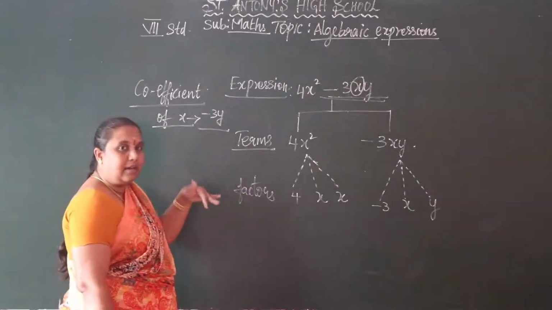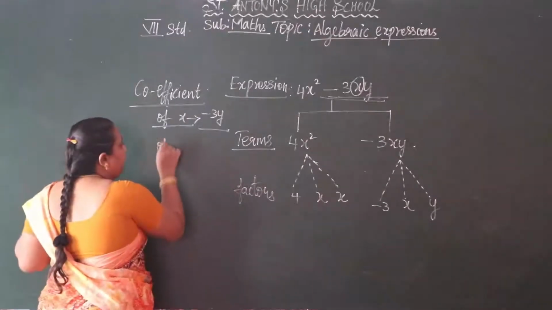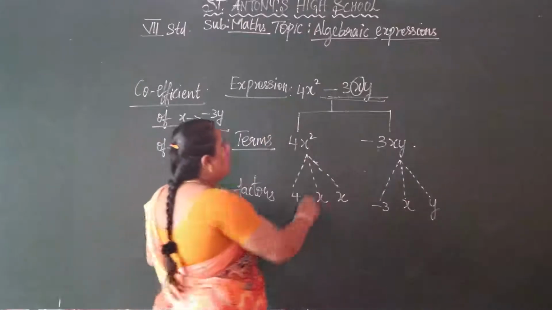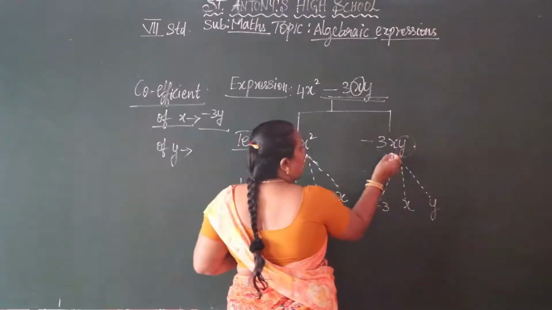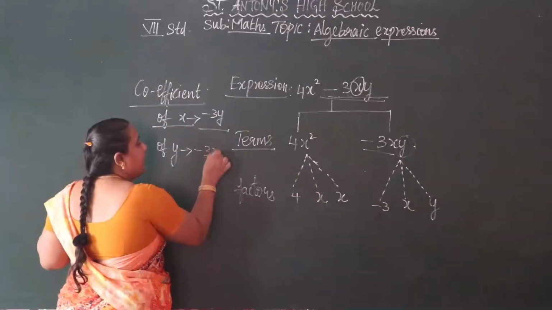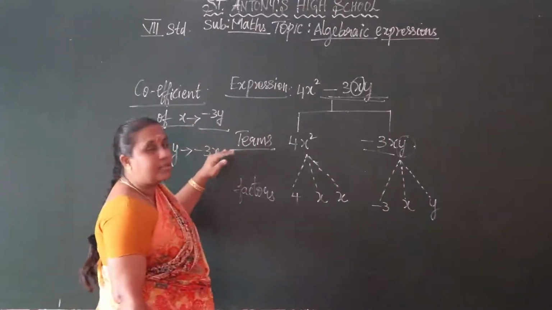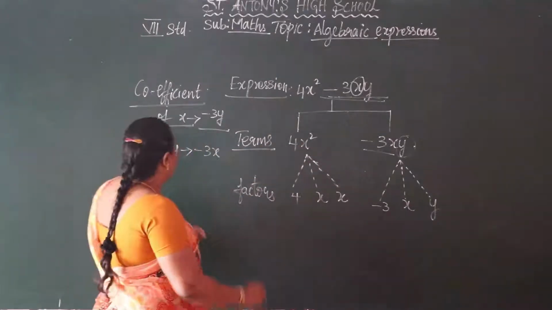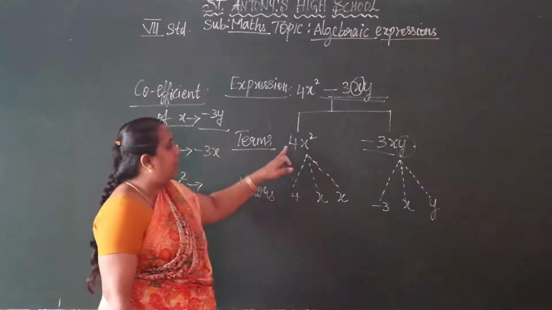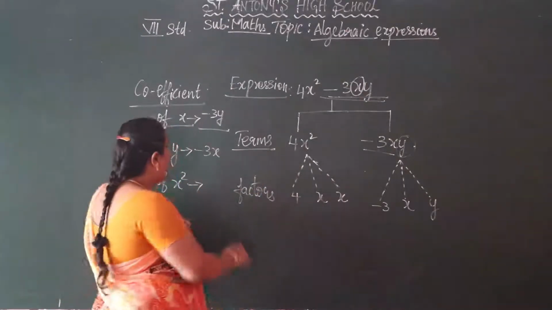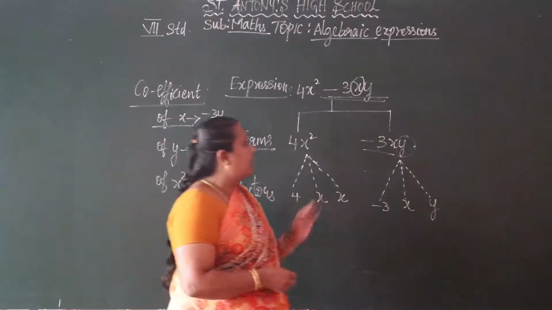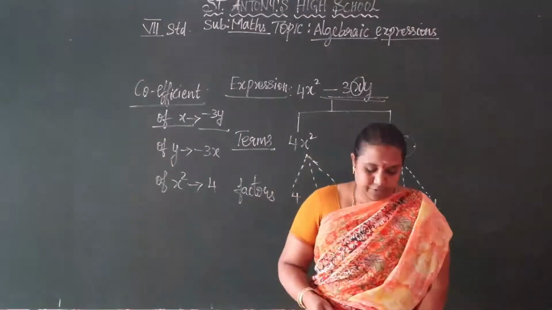Or otherwise they may ask what is the coefficient of y. Leaving y, the other part is minus 3x. Or they may ask what is the coefficient of x square. What is the coefficient of x square here? 4. So 4 is the coefficient of x square. Understood, children? Like this we have to write the coefficients.